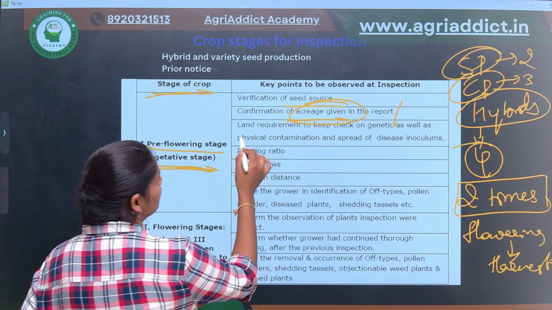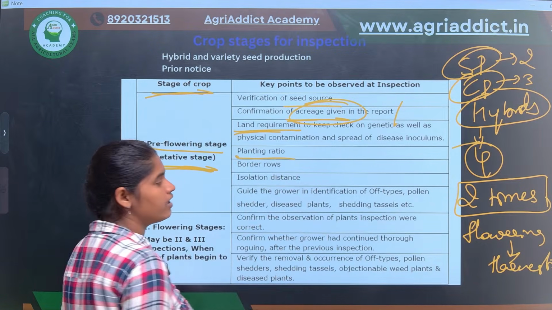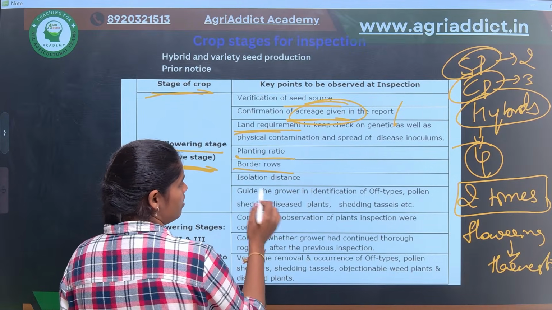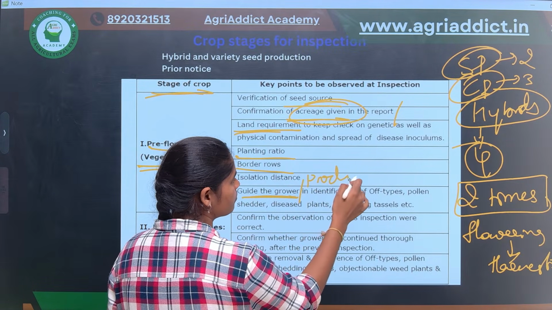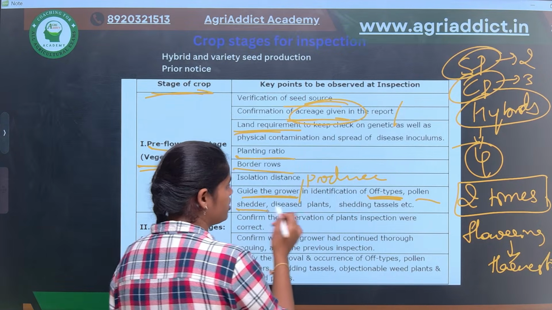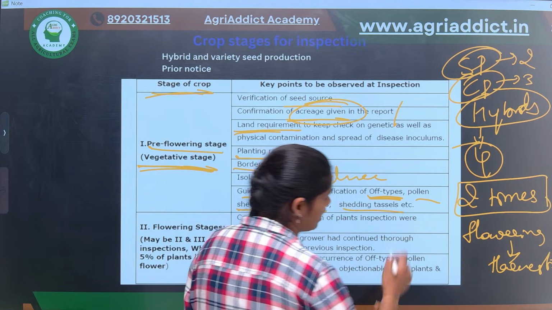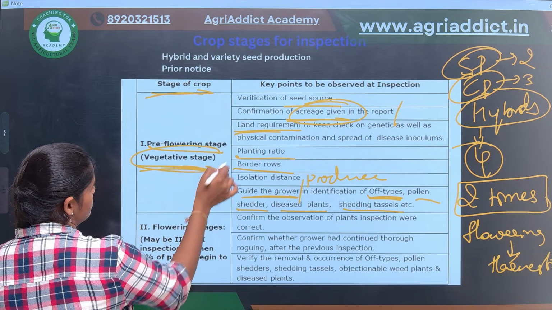Then they also check for land requirement, that is isolation and all. They check for planting ratios, border rows, and also they guide the grower here, that is farmer, for the identification of off types or any pollen shedders, diseased plants, shedding tassels, and everything. Okay, that is in vegetative stage.